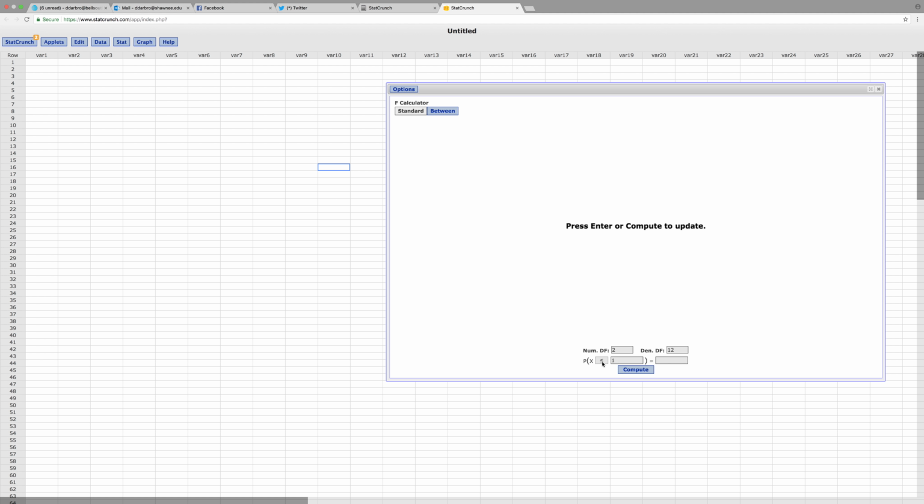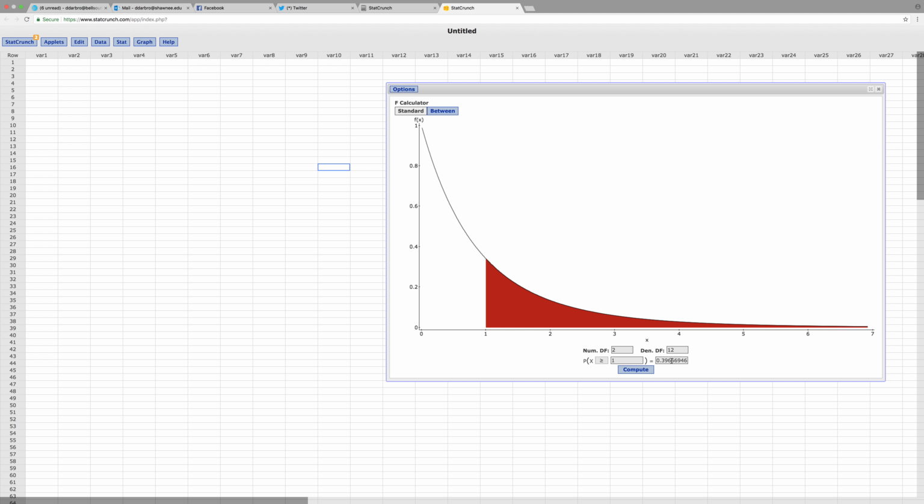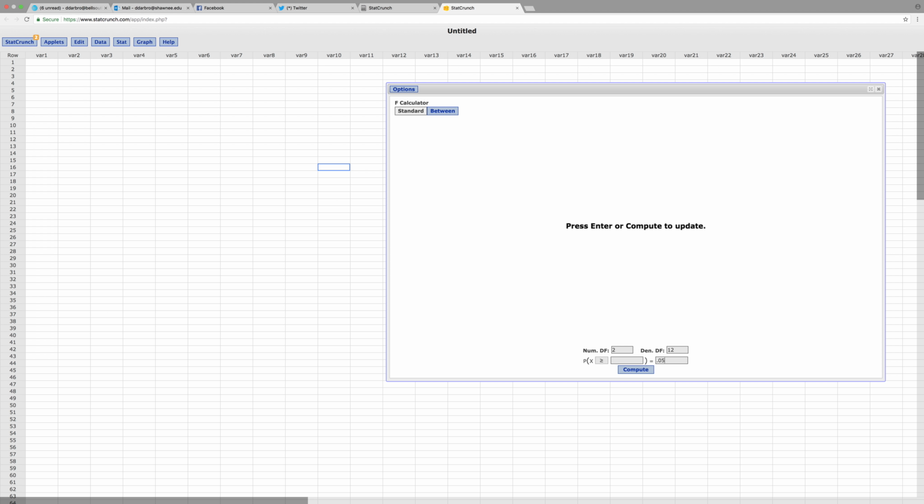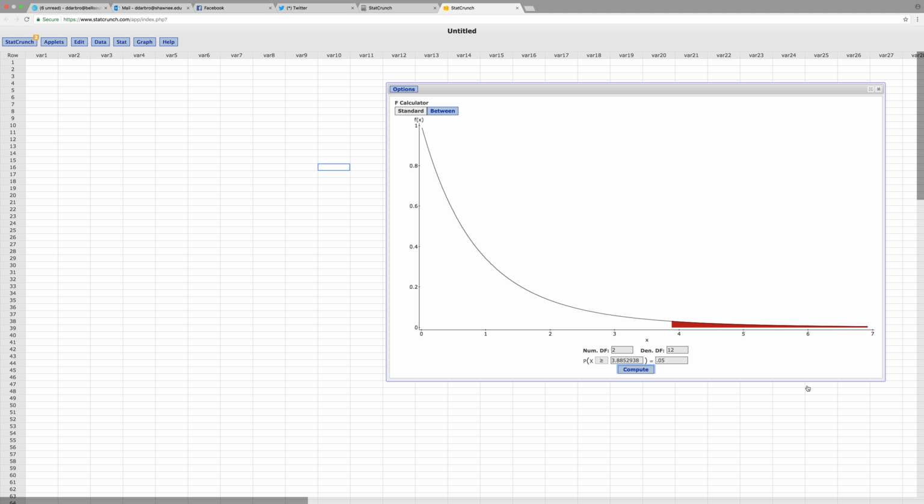And if I do less than, then I need to put a 0.95 there. If I do greater than, I need to put a 0.05. I'm just accustomed to looking at the area above. And we can see from our table that the critical value of 3.885 separates the top 5% from the bottom 95%. So our critical value here would be F star equals 3.885.